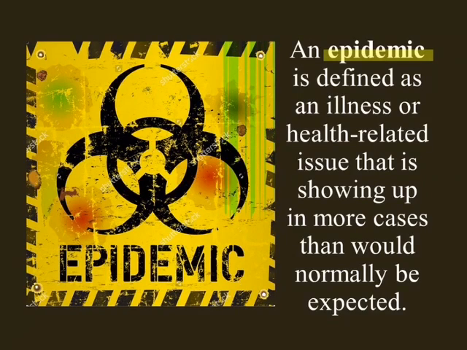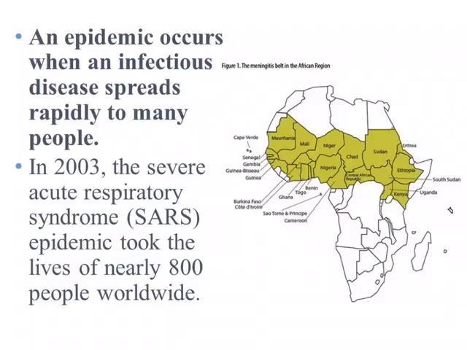An epidemic is an illness or health-related issue that's showing up more often than it would be expected. You can consider it to be a large outbreak. It spreads very rapidly. Examples of this would be SARS, a respiratory disease that was in a lot of areas of Asia and then spread to a lot of countries. Ebola was an epidemic that recently occurred.